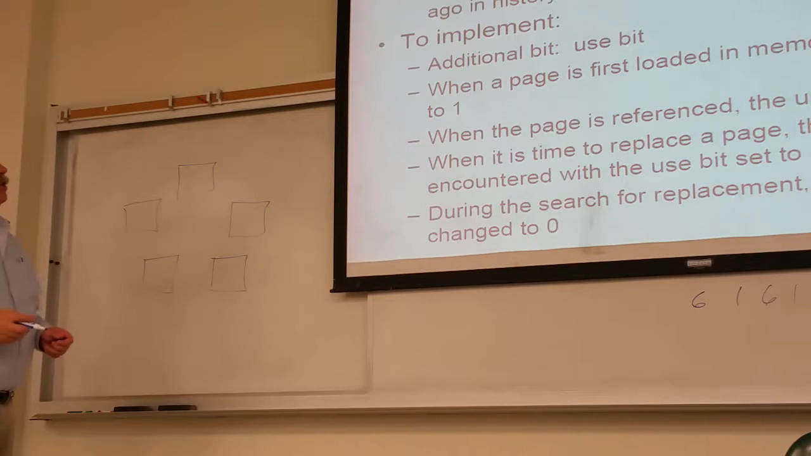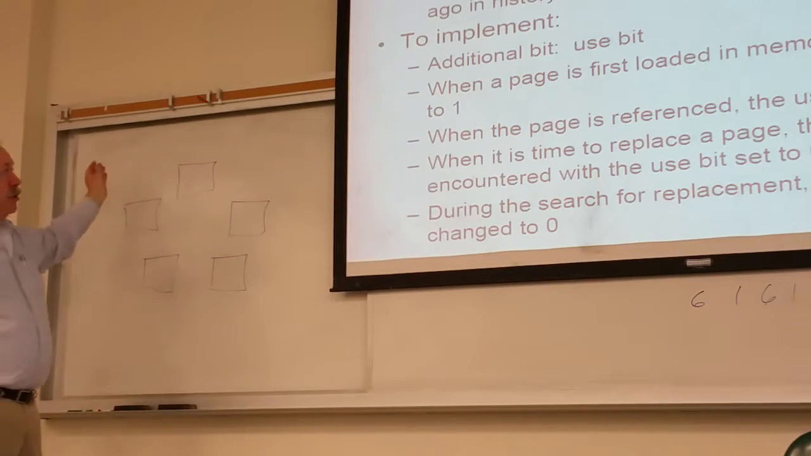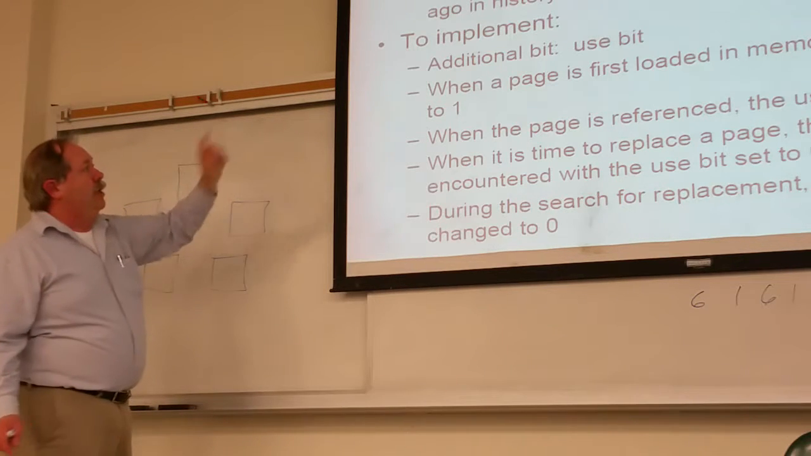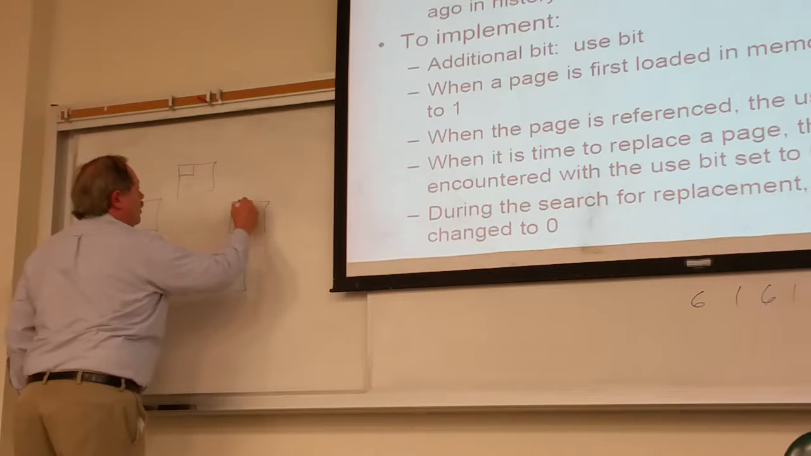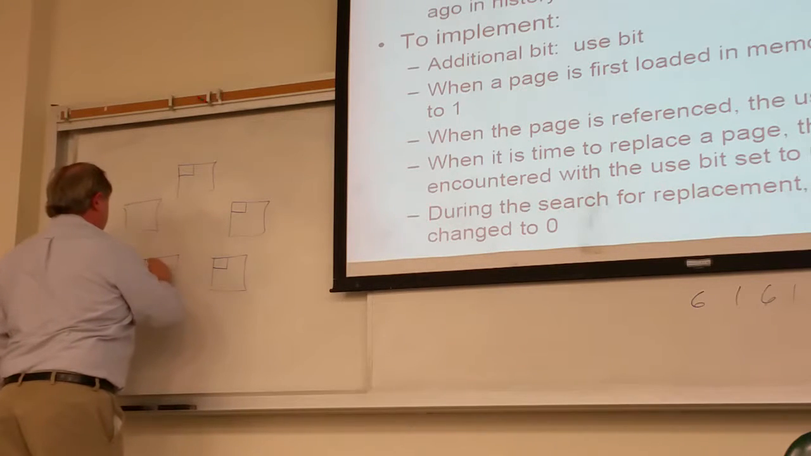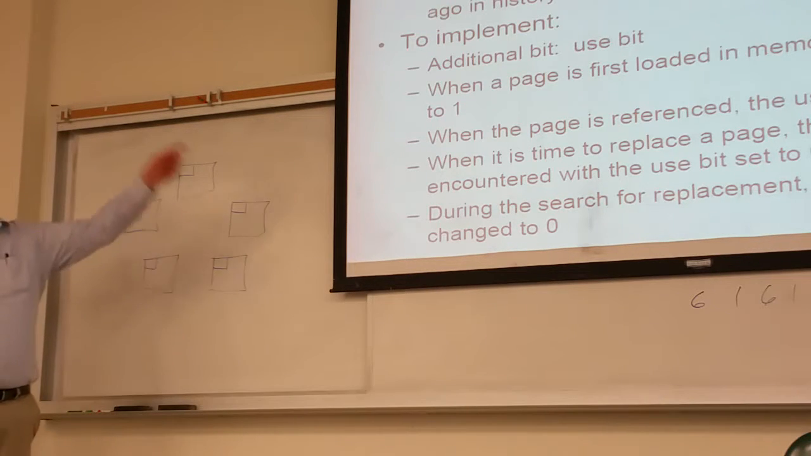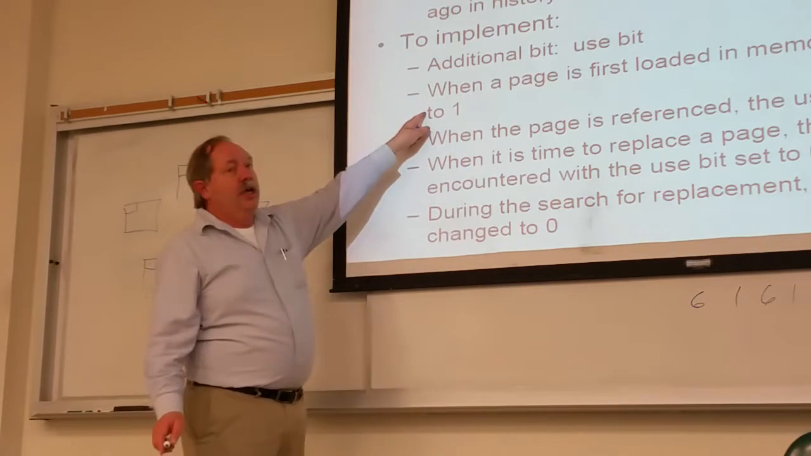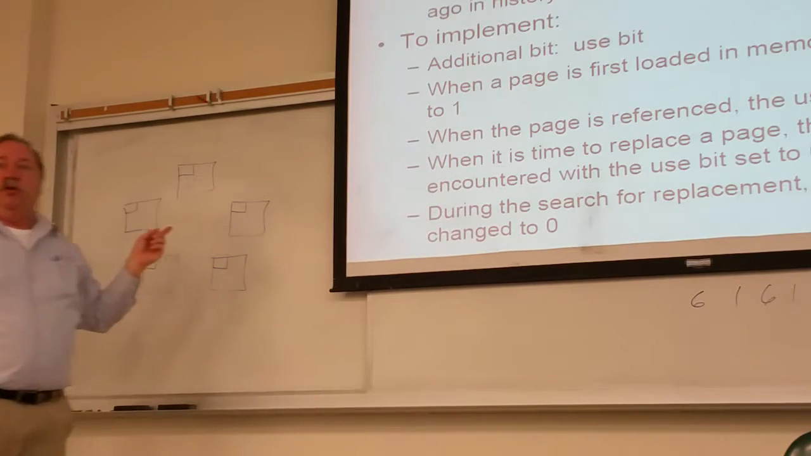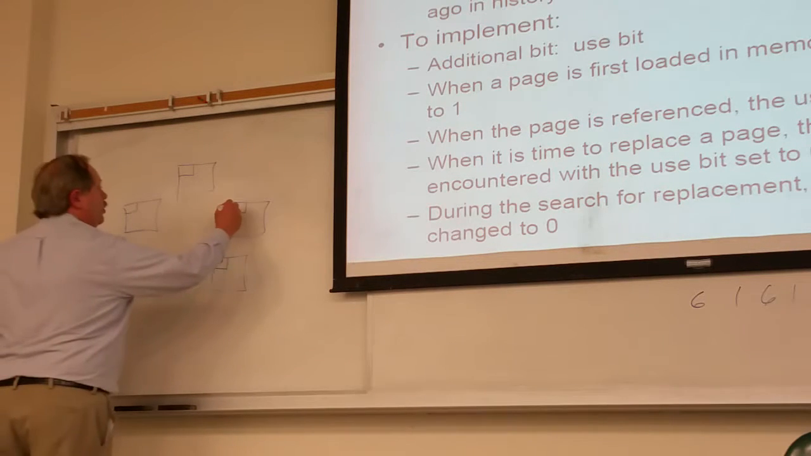Here's the idea with clock, okay? What we're trying to do is approximate aging of the pages for the ones used long ago in history, okay? Every page in this algorithm is going to have a bit called a use bit, okay? When I first have a page fault, and I take a page and I load it into a frame, I set its use bit.